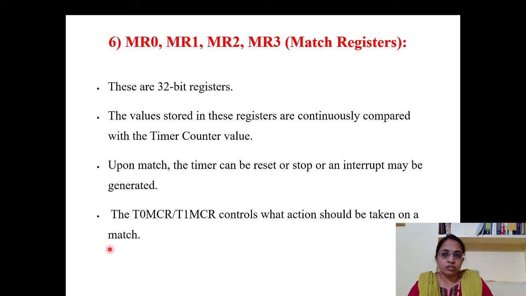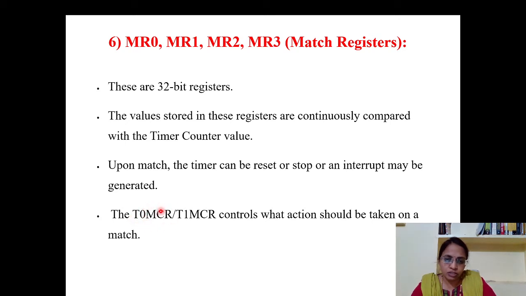The next registers are the match registers. So there are 4 match registers. All the match registers are of the size 32-bit, and what is their use? The values stored in these match registers are continuously compared with the timer counter value, and whenever a match occurs, the timer will be either reset, or it will be stopped, or it will simply continue its operation with an optional interrupt generation. Okay, and these match registers are controlled by a register called the match control register.